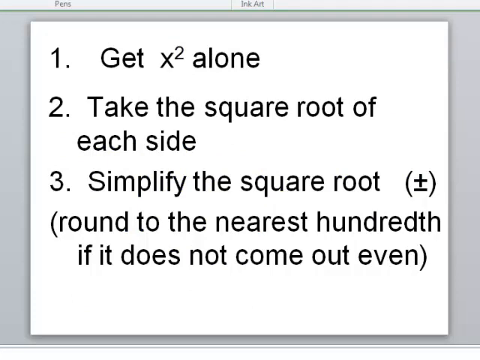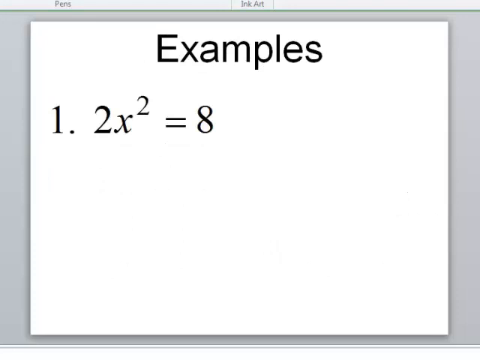The steps of doing this process are to get the x squared alone. Once you have the x squared alone, you take the square root of each side. Then you simplify that square root to the nearest hundredth if it doesn't come out even. So let's use those steps for this first problem. Getting the x squared alone, I would divide by 2 on both sides.